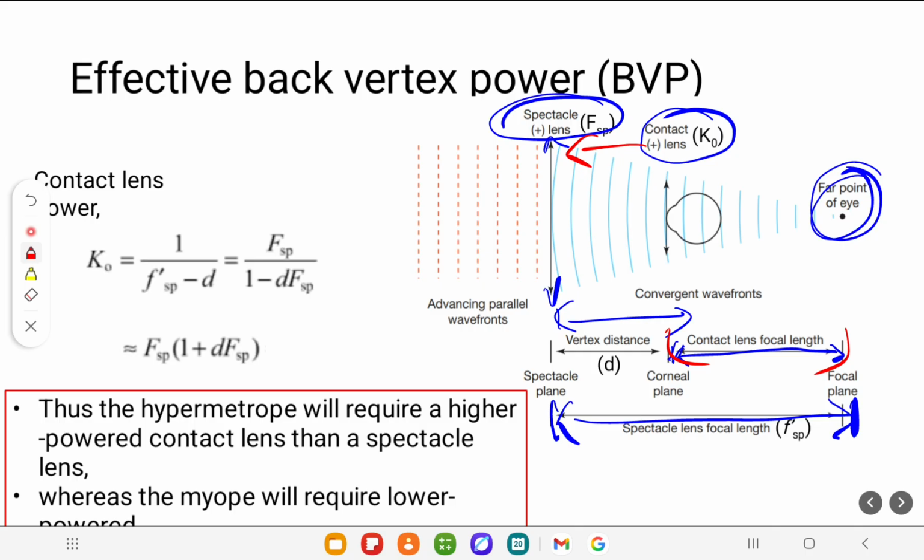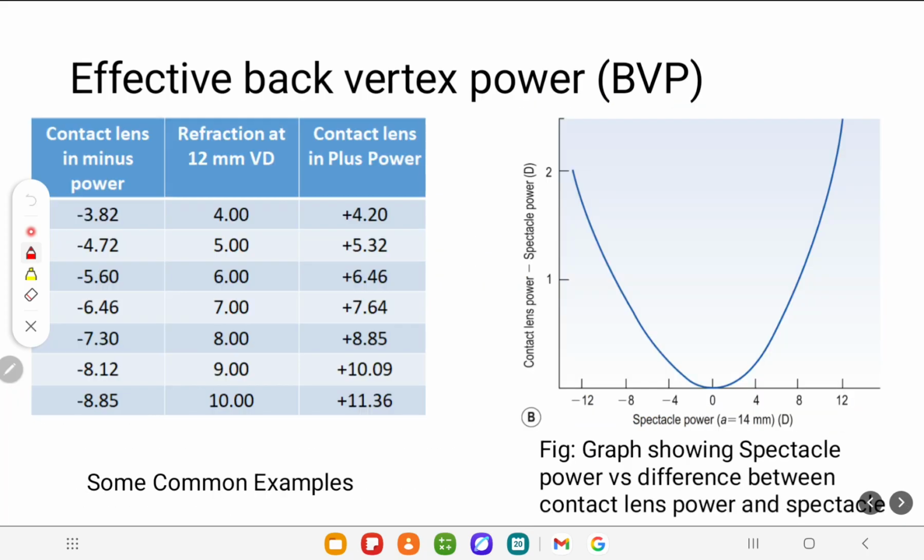So that's the chart you always see. This is the simple chart, isn't it? Whenever you use plus 6 diopter as a spectacle, then for contact lens you have to increase the power. Whenever you use minus 6 diopter for spectacle, then for contact lens you have to decrease the power, isn't it? For contact lens of plus power you have to increase the power. For contact lens of minus power you have to decrease the power as compared to spectacle, isn't it? That's the concept, that's the basic concept.